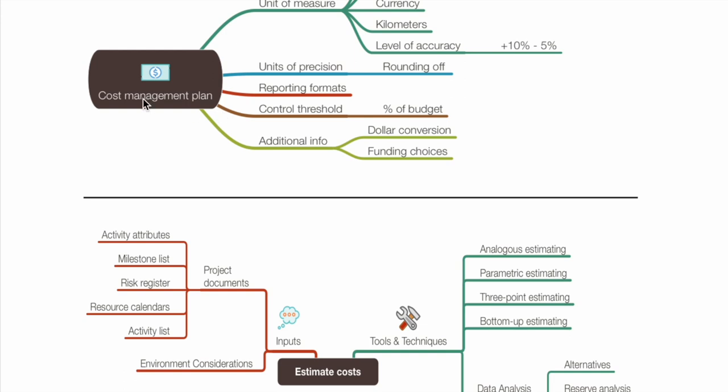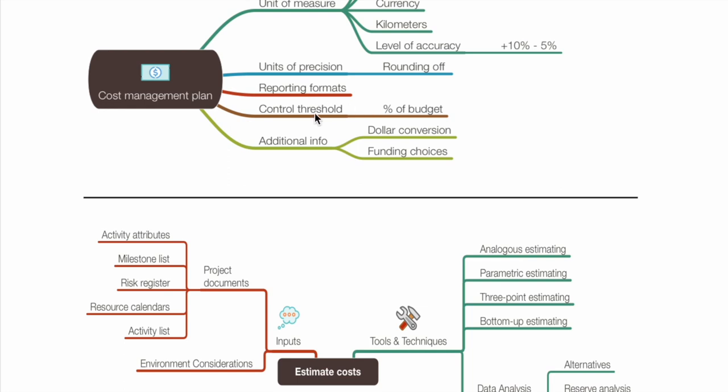What's there in the cost management plan? We would talk about what the unit of measure is. It could be hours, days, dollars, or kilometers, like in a roadways project. You might want to write what the estimation level of accuracy is. We discussed it; there are two types of accuracy. We'll talk about that as we move on. Unit of precision, rounding off. What are the different reporting formats, the template.